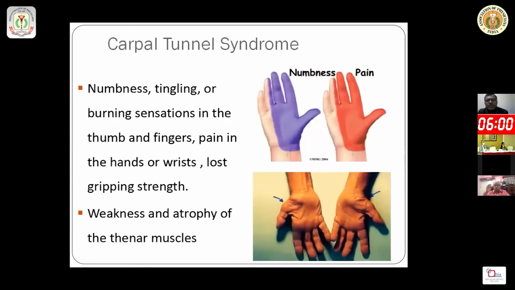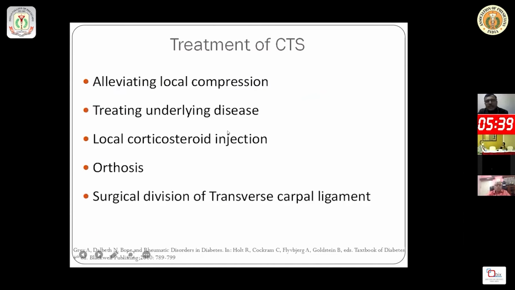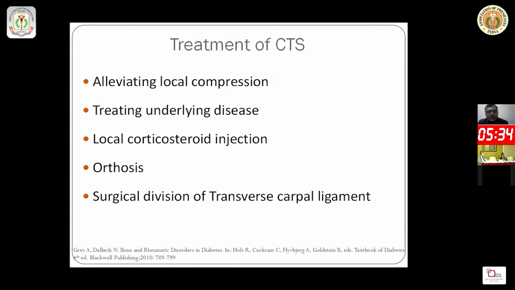In carpal tunnel syndrome, this is the area of distribution of numbness and pain, and we might also have weakness and atrophy of the thenar muscles. The prevalence is 11 to 16%, not less, and the diagnosis is by positive Tinel's test or Phalen's test. The clinical features are nocturnal exacerbation of symptoms or motor loss along with abnormal nerve conduction time. Treatment is by relieving local compression, treating the underlying disease including glycemic control, local corticosteroid injection, and orthosis, and also surgical division of the transverse carpal ligament.